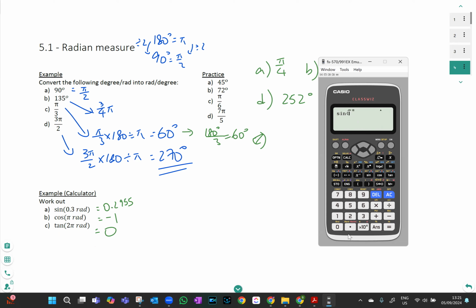Sine 0.3. We're saying 0.3 degrees. That's how small it is. 0.3 degrees is a very, very small slice. You can see 5.22 times 10 to the power minus 3. That's a very, very different number to 0.2955. So from now on, the question could use either degrees or radians. Make sure you read carefully and change your calculator settings accordingly. Okay, so we're in radians. Let me change back to radians before I regret. So sine 0.3 is 0.2955.